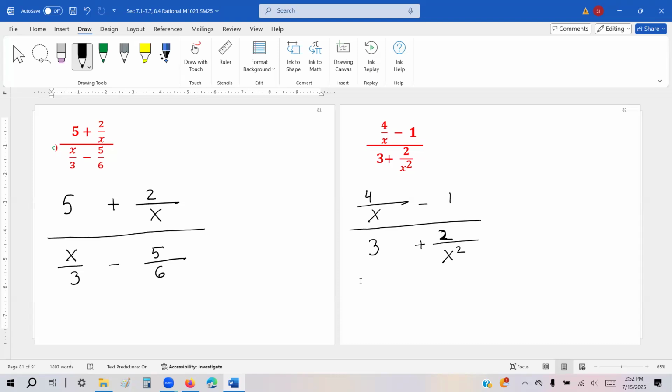This is 15, this is 15 plus 6. 15 doesn't have any x. How can you combine? You cannot combine them. You have to have like terms, remember? 2x and anything with x you can combine. 15 doesn't have any x, so you cannot combine.